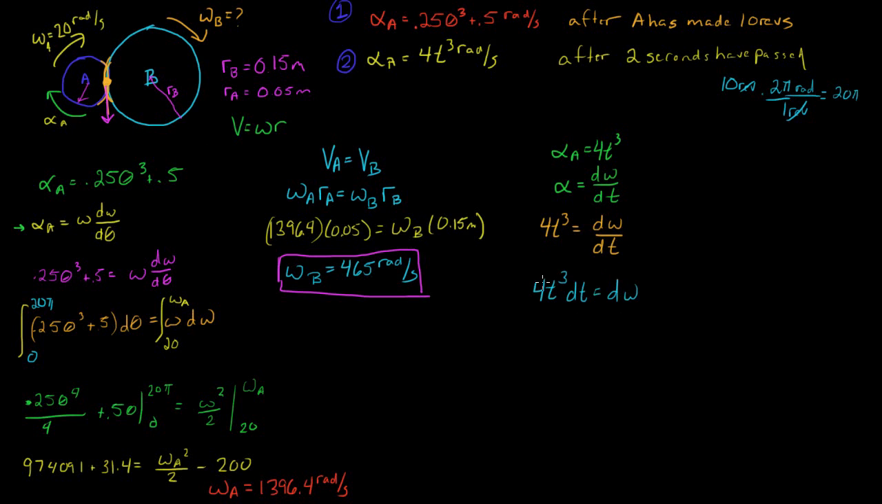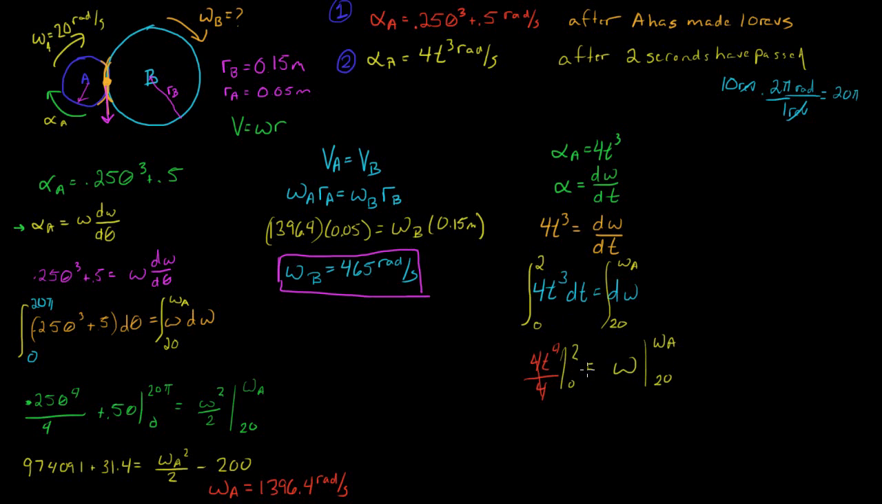And what are our bounds? We want to go from 0 to 2 seconds, so our final time is 2 and our initial time is 0. Our final angular velocity is unknown, we're solving for it, and our initial angular velocity, again, is this 20 radians per second. So we evaluate this integral. We get 4t to the 4th over 4, the 4s cancel out, so we get t to the 4th, evaluated from 0 to 2. And this is equal to omega, evaluated from 20 to omega A.